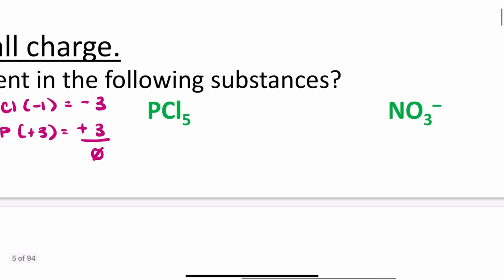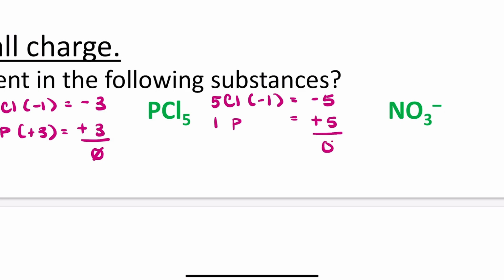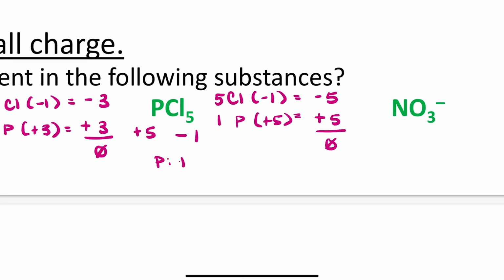What about PCl5? I just established that chlorine wants to be a -1 charge. So I have -5 from the chlorine. My 1 phosphorus has to be equal to +5 to give me a 0 charge here. So now I see my chlorine is still -1, but now my phosphorus has jumped up to a +5 state. Again, these are oxidation states. Phosphorus has up to 5 valence electrons it could lose if we're talking about the transfer of electrons. So my phosphorus, +5, my chlorine, -1.